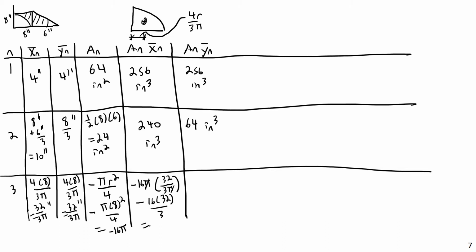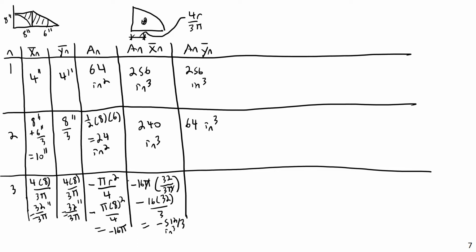And that comes to, let's see. So negative 16 times 32 over 3. It's probably not going to be an exact, but no, that'll be negative 16 times 32. And that comes to negative 512 divided by 3. Negative 512 over 3 inches to the third power.